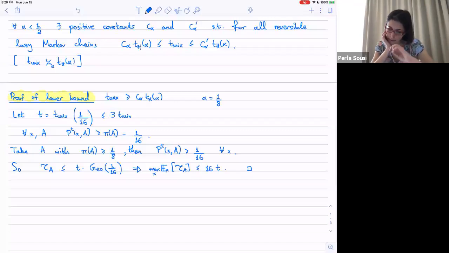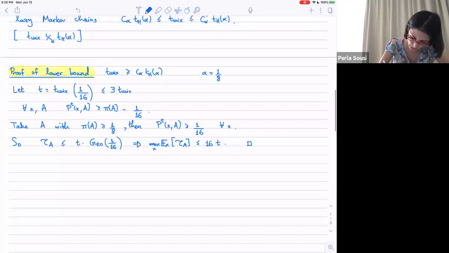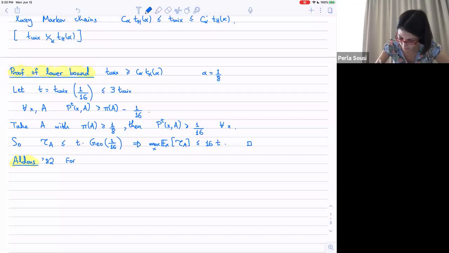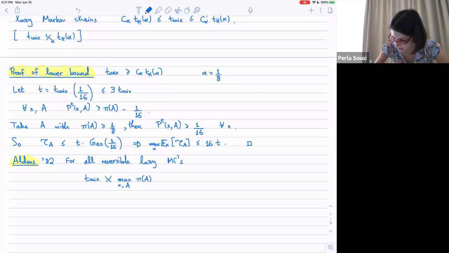Before I move to the proof of the upper bound, I would like to mention a previous result due to Aldous. Aldous in 82 showed the following. Again, the assumption is that for all reversible lazy Markov chains, he showed that T mix is equivalent to the maximum over all X and A of pi of A times the expectation starting from X of tau A.